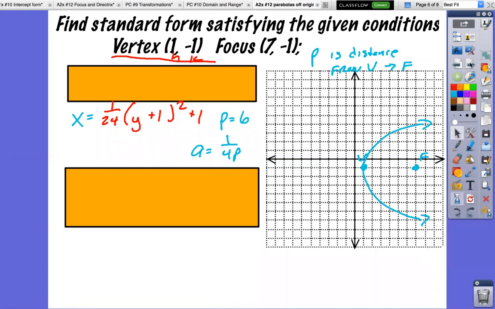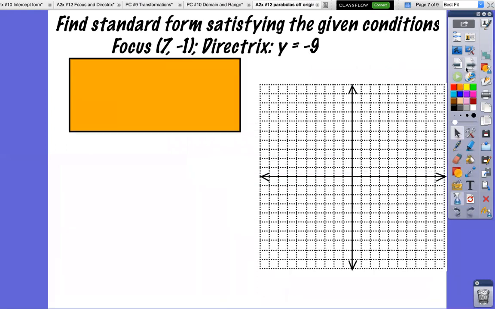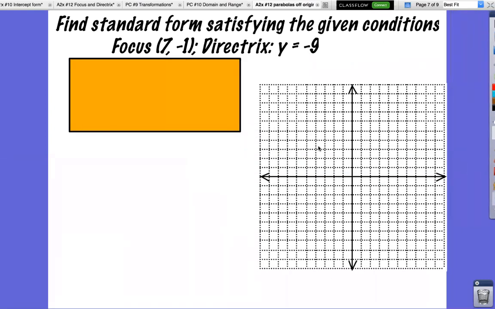Let's try it again. But what if I change it up this time? Oh boy, I went right into a hard one here. Again, because we are running out of time, if I'm trying to find the standard form and I give you the focus and the directrix, can you put this all together? Start by finding your vertex, and if you want to graph that first, that's fine.